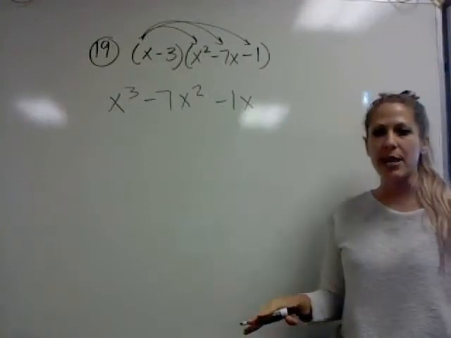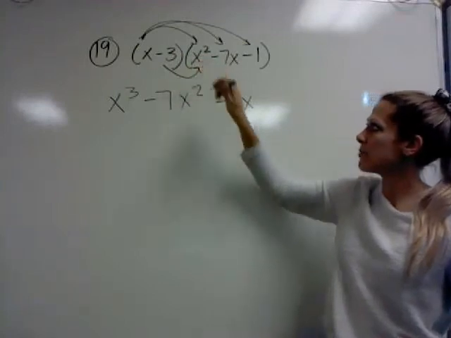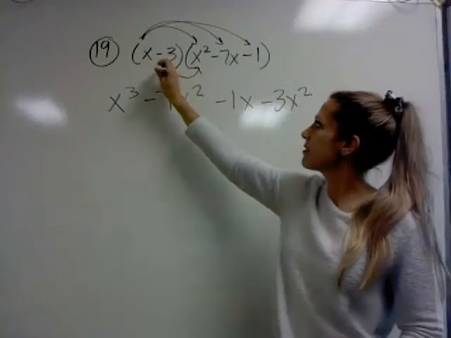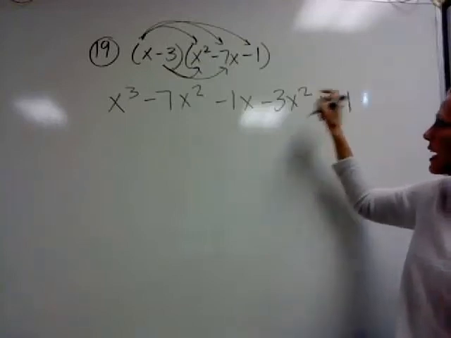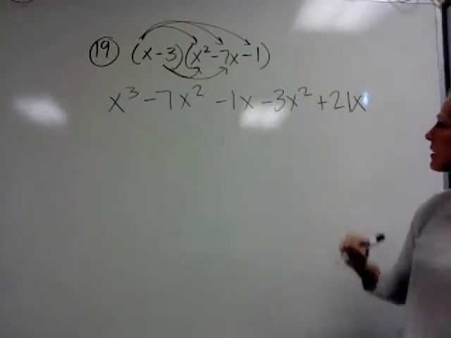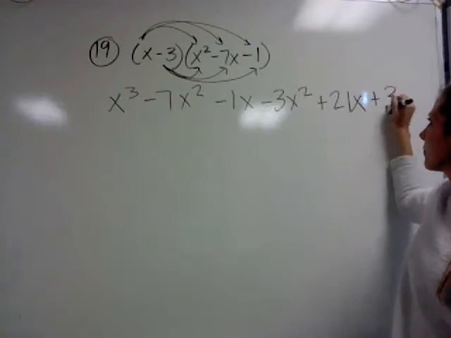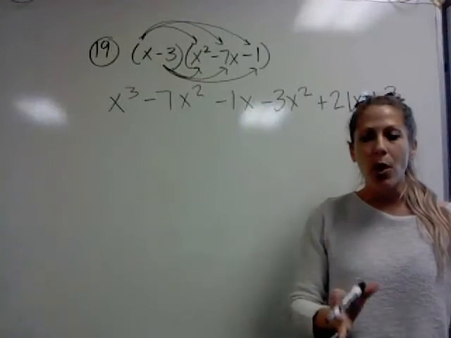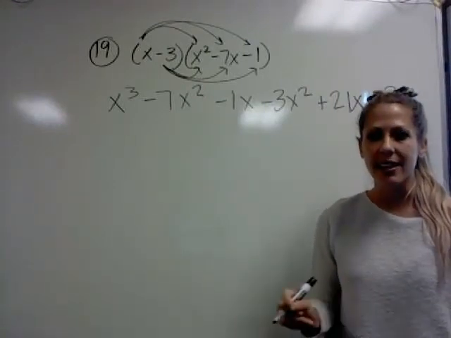Now we're going to do the same thing, but we're going to distribute the -3. So we have -3 times x squared, which is -3x squared. We have -3 times -7x. So -3 times -7 is +21, and we have an x. And -3 times -1 is a +3. So those are all the terms we get. Again, what you need to be the most careful of are your exponents. When it's a multiplication problem, we add the exponents.